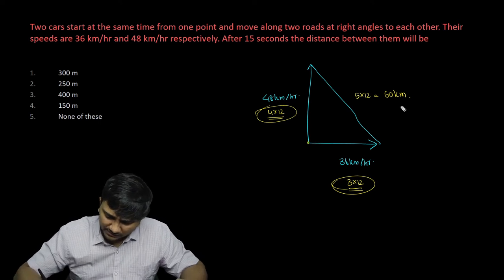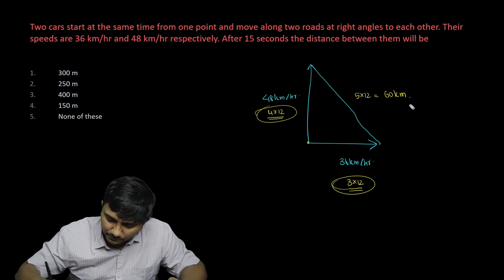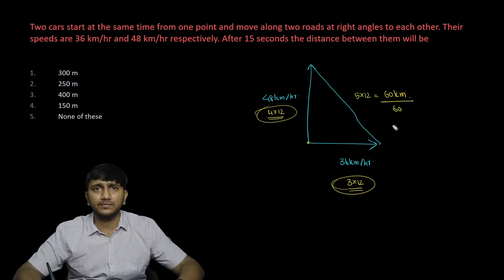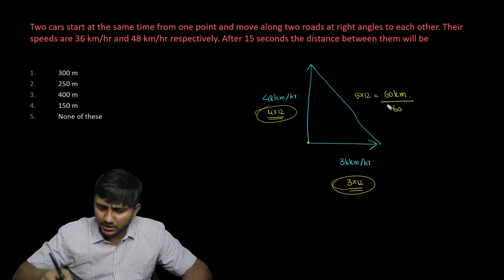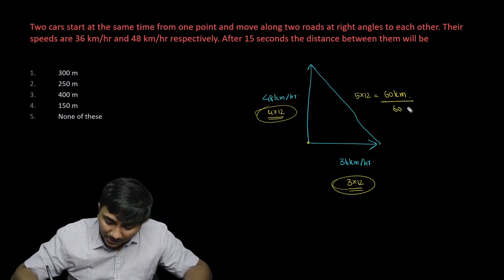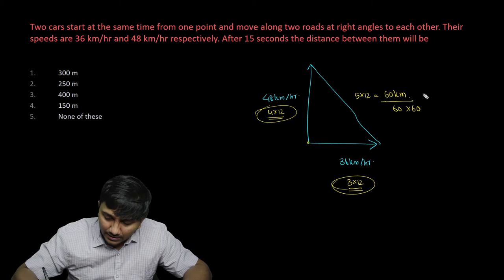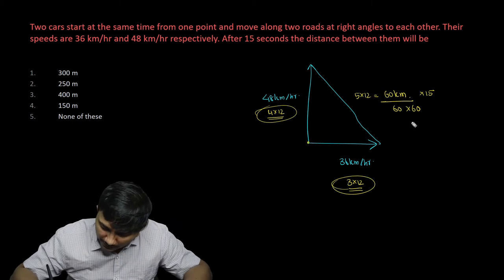So let's convert this. So this is in 1 hour. So in 1 minute, it will be this by 60. That will be the distance in 1 minute, because in 1 hour, 60 kilometers. So in 1 minute by 60. In 1 second, another by 60 I should put. But in 15 seconds, I can multiply this by 15. So that's what we're supposed to do to solve this question.